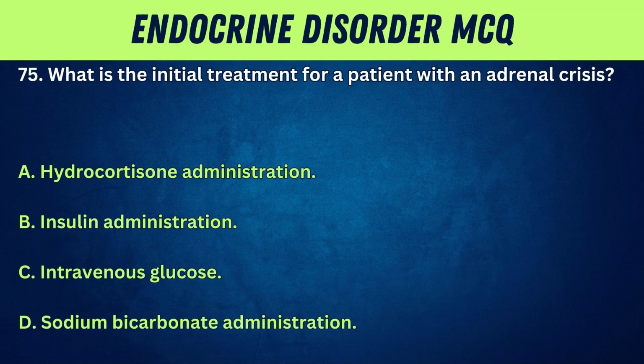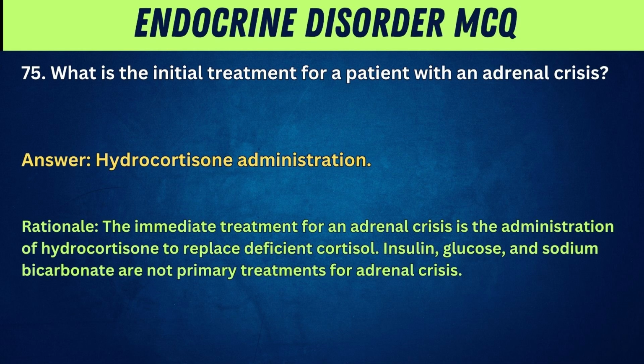75. What is the initial treatment for a patient with an adrenal crisis? A. Hydrocortisone administration. B. Insulin administration. C. Intravenous glucose. D. Sodium bicarbonate administration. Answer: hydrocortisone administration. Rationale: the immediate treatment for an adrenal crisis is the administration of hydrocortisone to replace deficient cortisol. Insulin, glucose, and sodium bicarbonate are not primary treatments for adrenal crisis.